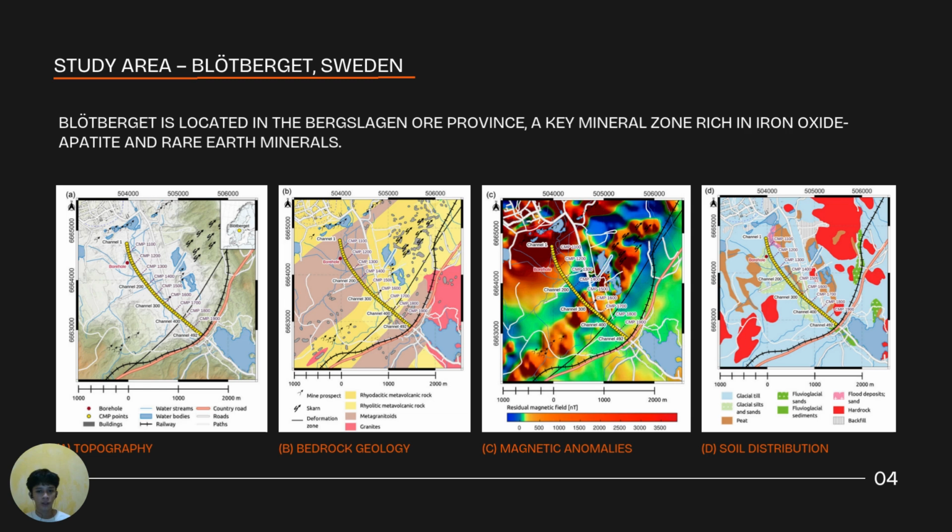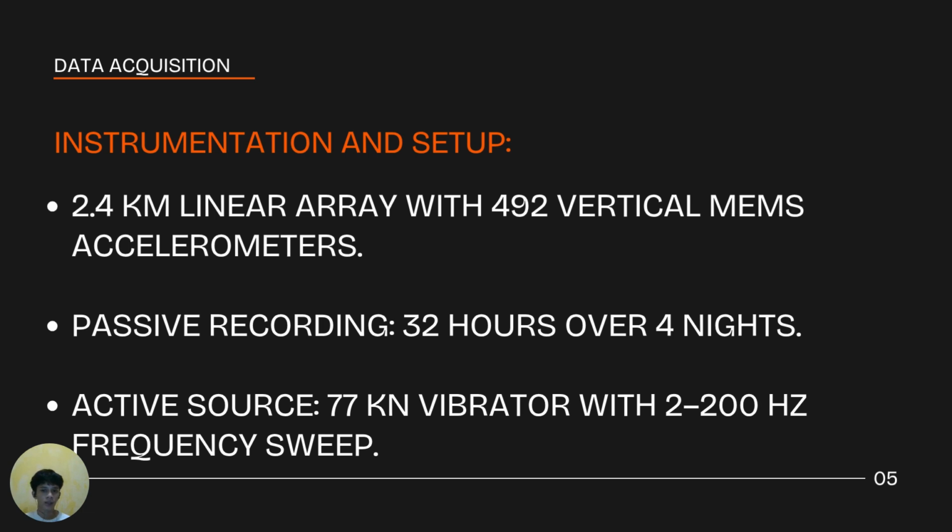The figure shown includes four panels: the topography and elevation data, bedrock geology, magnetic anomaly distribution, and soil types. The seismic profile line runs southeast across varied geological formations and aligns with known mineralized trends. So, with the site context established, let's examine how the seismic data were acquired.